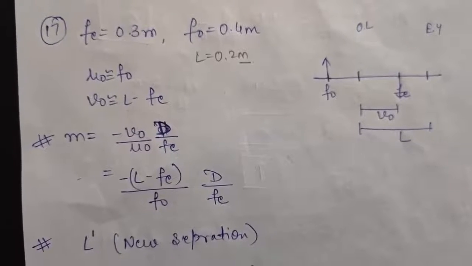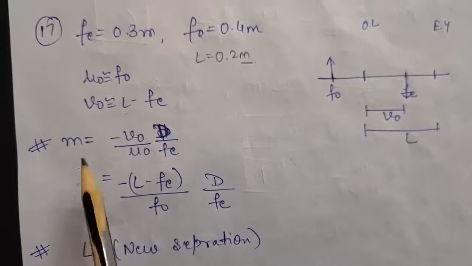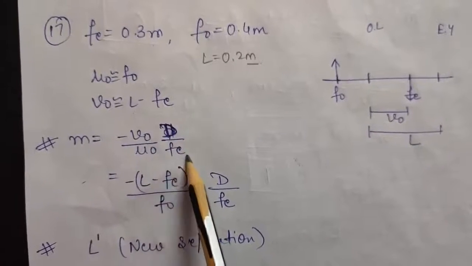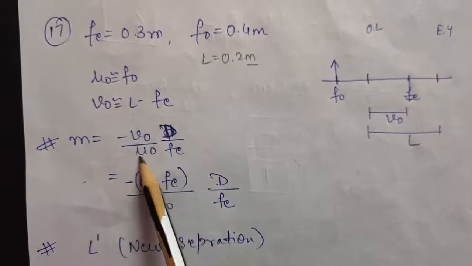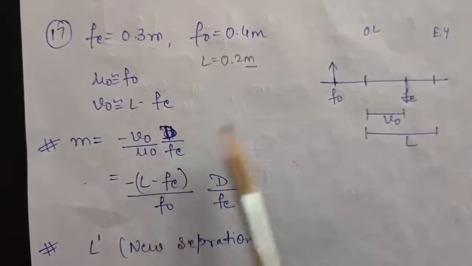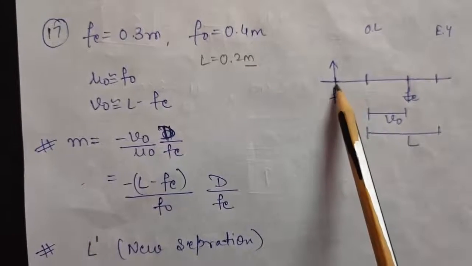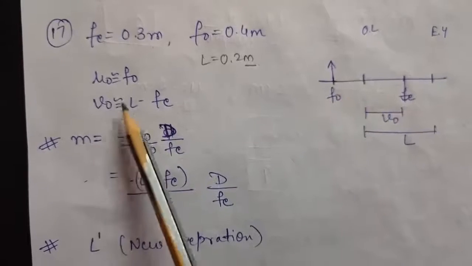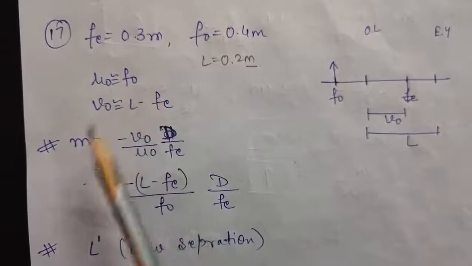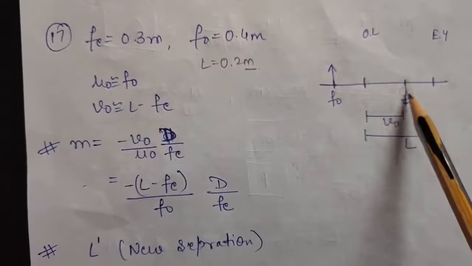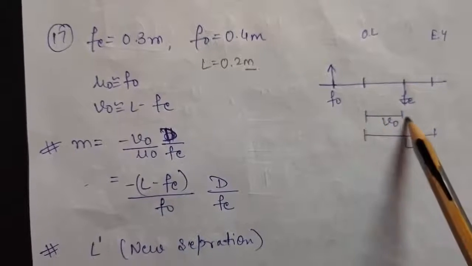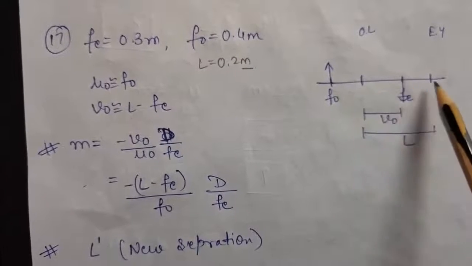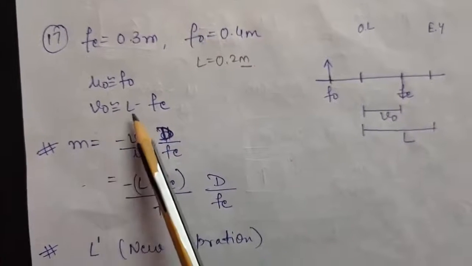So when final image is formed at infinity, you know the formula of magnification is minus v naught upon u naught into d by fe. So for this case, let us suppose that the object is lying at the focal length of objective lens. So therefore you can say u naught will be nothing but f naught. So u naught will be nearly equal to f naught. Let us suppose here the image is formed, that is, this will be v naught. So from here v naught will be nothing but L minus this fe. So v naught will be nearly equal to L minus fe.